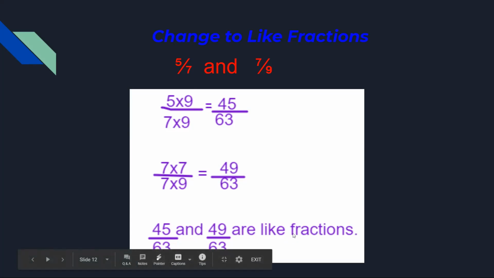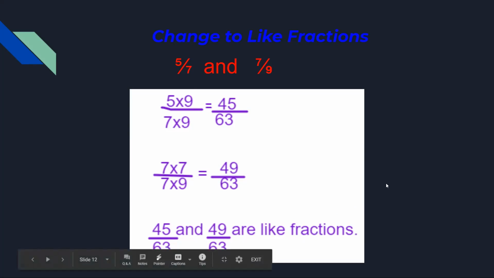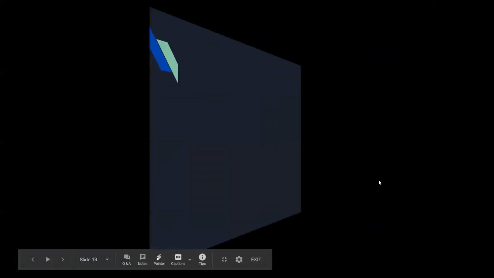So in this way, students, if the fractions are not like, we can change them into like fractions by multiplying the numerator and the denominator with the denominator of the other fraction. This is the way to change them into like fractions.